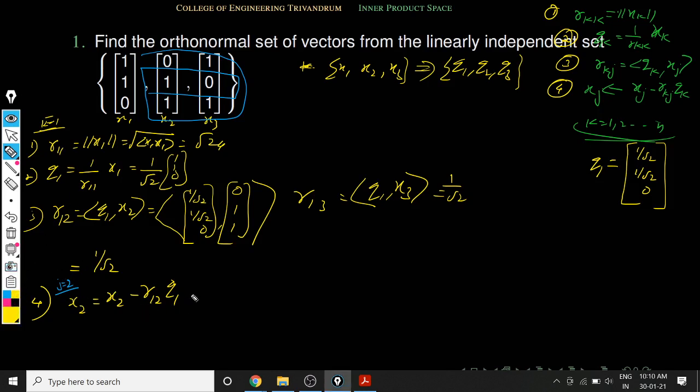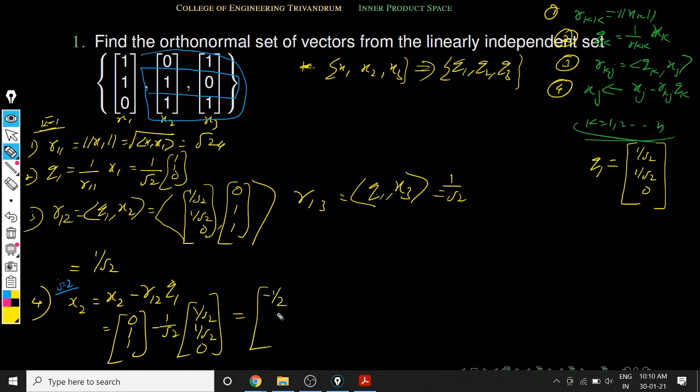So what is x2? X2 is (0, 1, 1) minus R12, that is 1/√2, times q1, (1/√2, 1/√2, 0). Upon simplification this becomes 0 minus 1/2, that is minus 1/2, and 1 minus 1/2, that is 1/2, and 1 minus 0, that is 1. So this is our new x2: (-1/2, 1/2, 1).